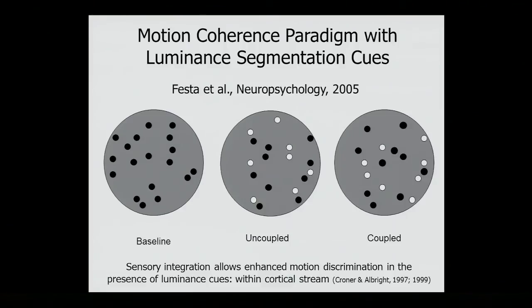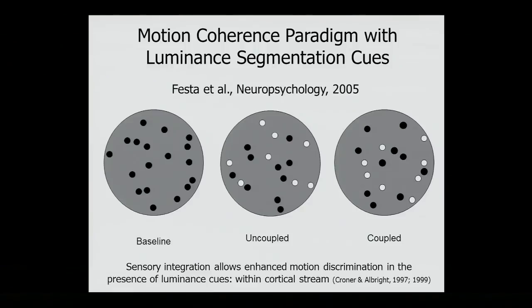To look within the visual streams, we looked at segmentation of the coherently moving dots using luminance. So that's processed both space and luminance in the dorsal stream. We had a baseline condition where you just look for movement. You see there's a general flow in one direction. Then uncoupled, where the luminance doesn't help you. It's kind of random. But the stimulus configuration is the same as the coupled condition, where the luminance is actually a cue to help you segment out the coherently moving dots, like that.